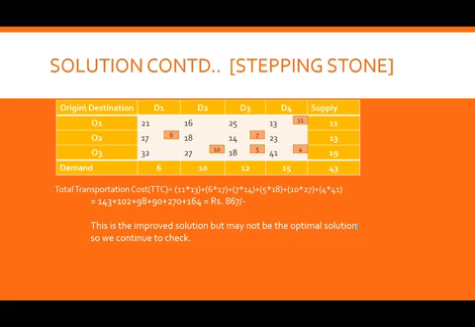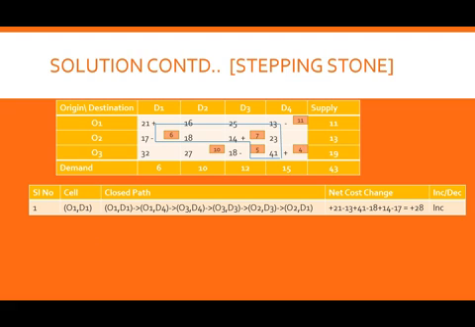For this new solution that I've got, how many allocations do I have? 1, 2, 3, 4, 5, 6. 6 allocations. So it is a non-degeneracy case, go about starting off with stepping stone. First unallocated cell is O1D1. So find a closed path for this. O1D1 to O1D4, O1D4 to O3D4, O3D4 to O3D3, then O2D3, then O2D1, back to O1D1.